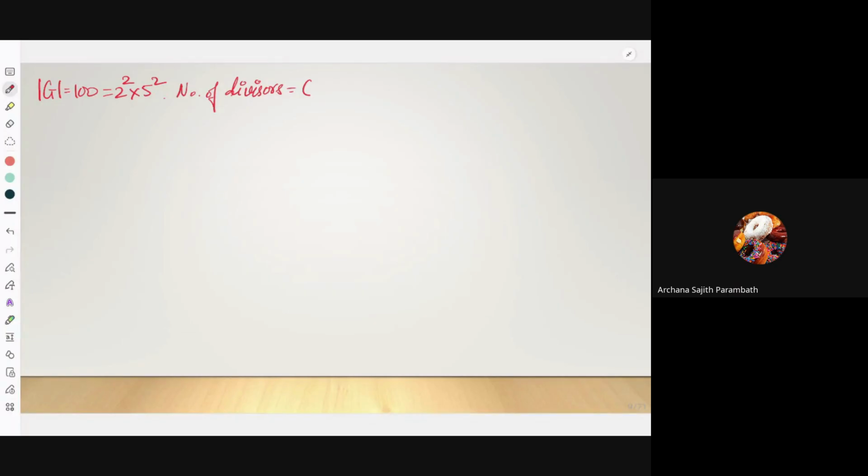Using that, here we get (2 plus 1) into (2 plus 1), which is basically 3 times 3, 9. And the divisors, you can actually write it down. It's 1, 2, 4, 5, 10, 20, 25, 50, 100. So these are the 9 divisors of 100.